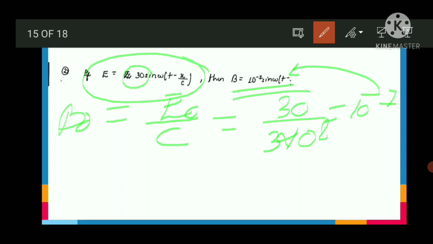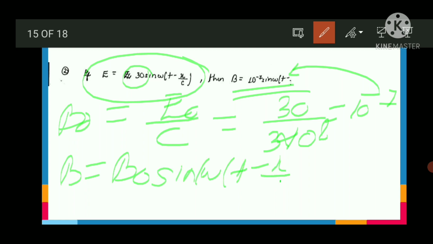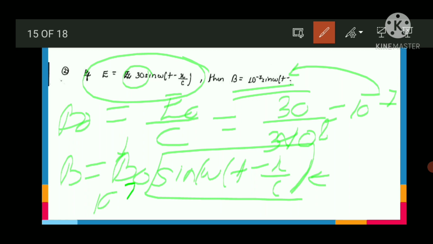But the actual instantaneous value we write as B equals B naught sine of omega t minus x by c. This part will not change, because this represents the light, not our electric or magnetic field. Only the amplitude depends on this, so we have found it is 10 to the power minus 7. I hope this question is also clear to you, so we can move to the next slide.